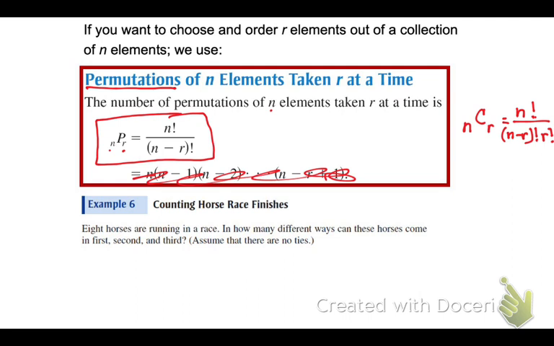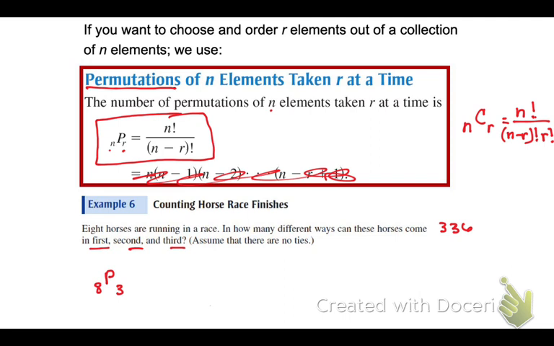Make sense? Okay, so we're going to do the horse race again, but we're going to use the formula. I don't remember what our answer was. What was our answer? 336. Okay, so we better get the same answer, right? So we're going to use first, second, third matters, right? So we're 8 permute 3, because 8 is what we started with, 3 is what we want.